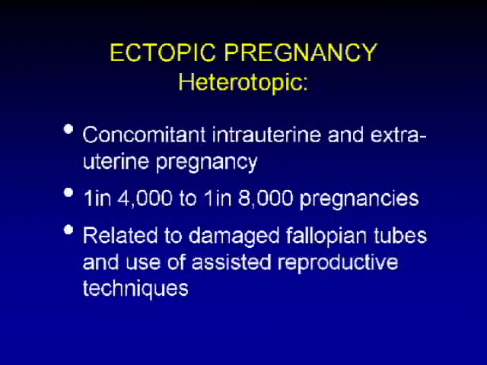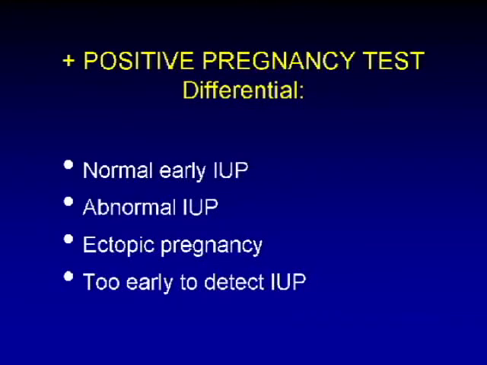Heterotopic pregnancies are concomitant intrauterine and extrauterine pregnancies. They're very rare, but they do occur, and they're related to damaged fallopian tubes and use of assisted reproductive techniques. So essentially, if the patient has a positive pregnancy test, the differential should include normal early intrauterine pregnancy, abnormal intrauterine pregnancy, ectopic pregnancy, or too early to detect an intrauterine pregnancy.